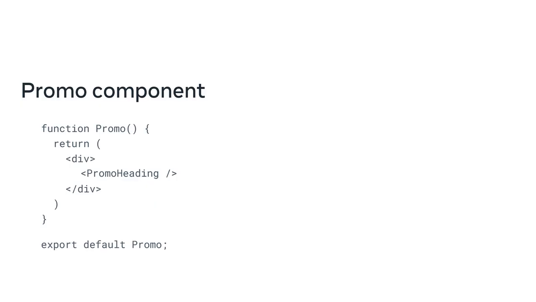First is the promo component, which will return the content of the promo heading component that you will create later. To build the promo component, you can declare the function promo and then write a return statement inside of curly braces. This statement has a div, inside of which promo heading is called. This is then followed by the line export default promo to make the component accessible.